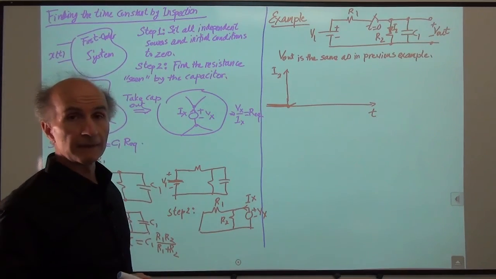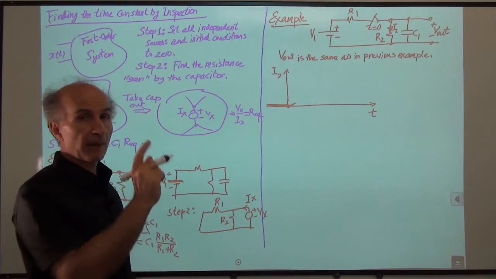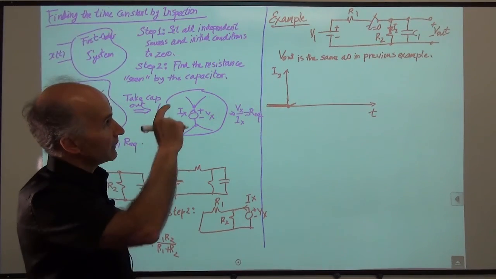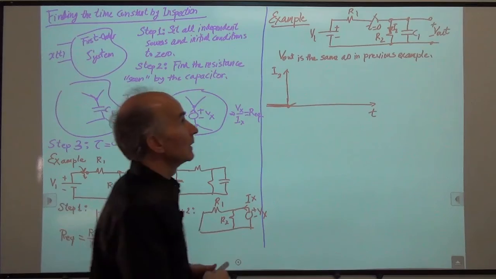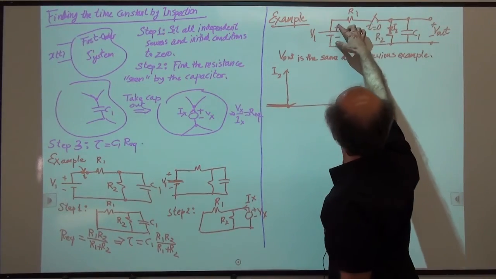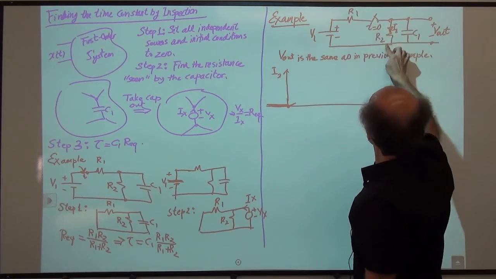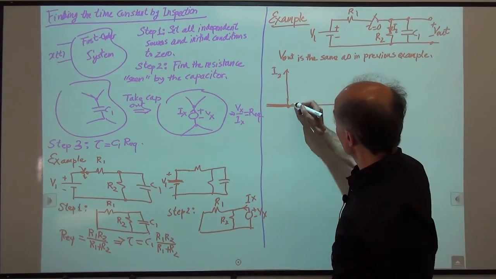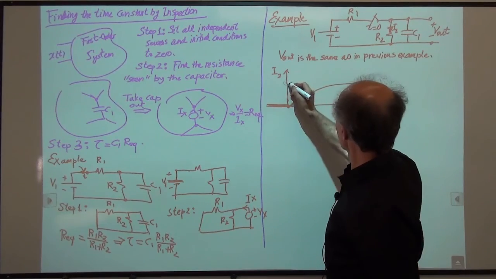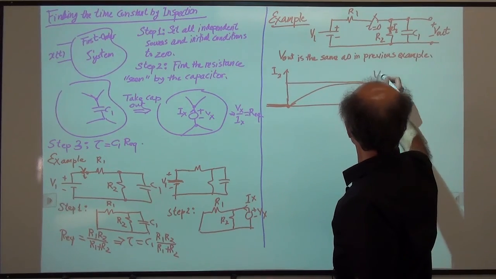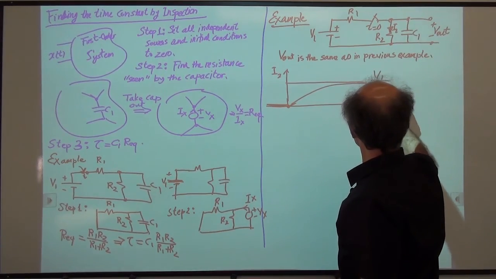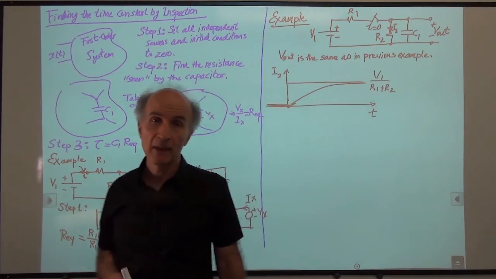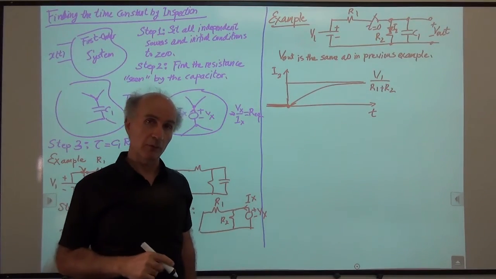What happens at time infinity? At time infinity, the capacitor is open, we decided, right? If the capacitor is open, how much is the current through R2? This is a short, so you have a battery, you have R1 and R2 in series. So this current is this voltage over the series combination. So this goes up and reaches a value of V1 over R1 plus R2. Right? So that's as simple as that. The time constant is the same as what we found before.